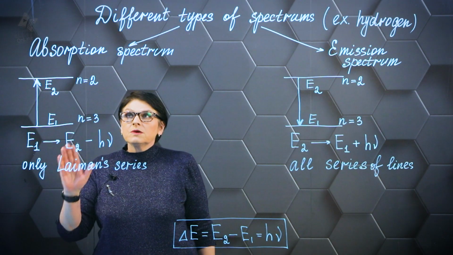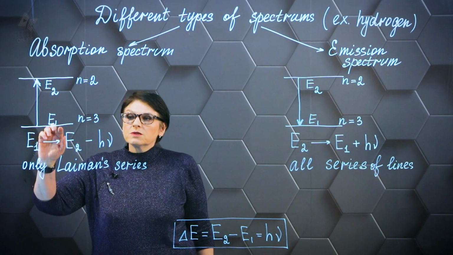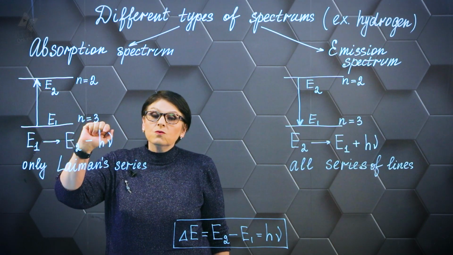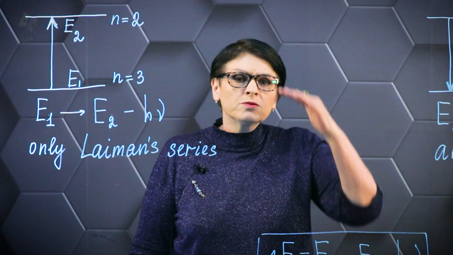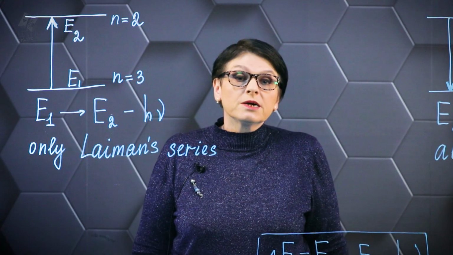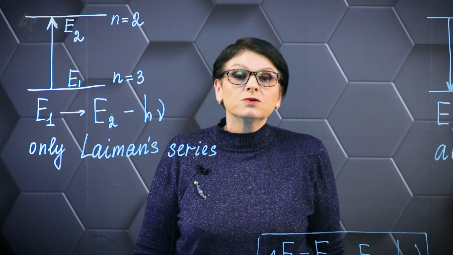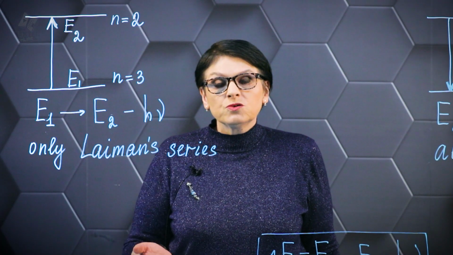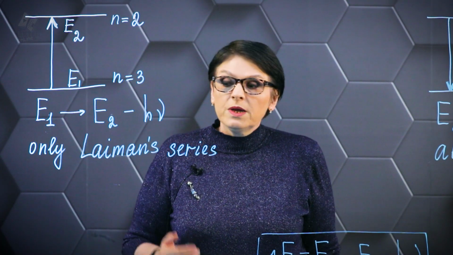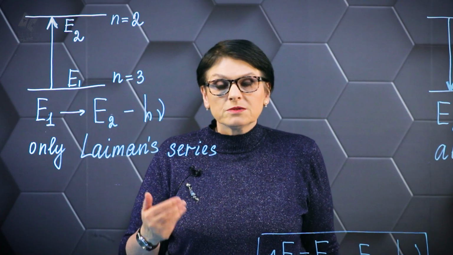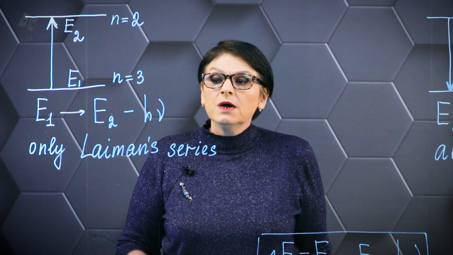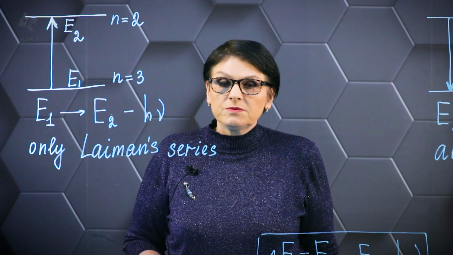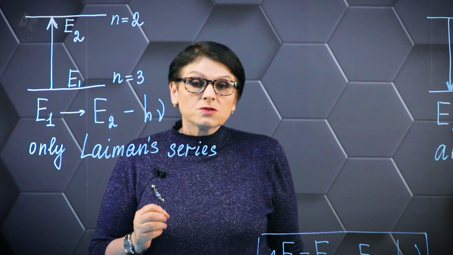If we're talking about an absorption spectrum, for example, an electron that is at level 3 can go to level 2. Thus, it appears to descend from the upper levels towards the lower levels. Such a transition occurs by absorbing quanta of light. In this case, if we want to get such a spectrum, it will require the expenditure of this quantum of light. And this transition is only observed in the Lyman series.